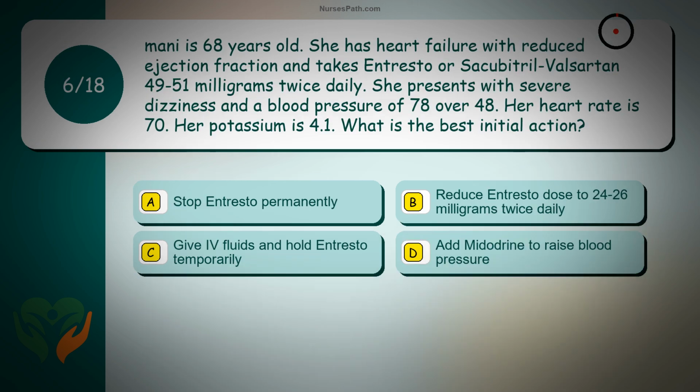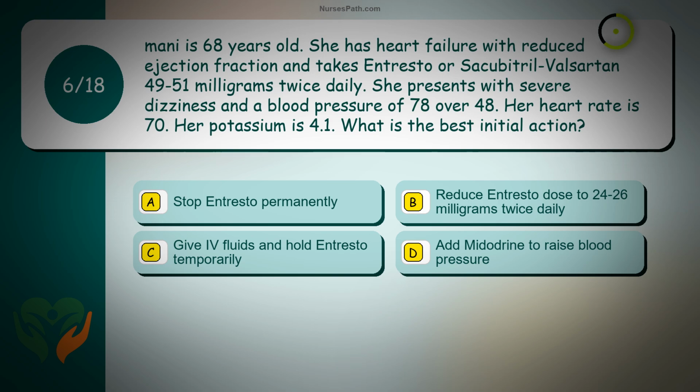Question 6. Moni is 68 years old. She has heart failure with reduced ejection fraction and takes Entresto, or sacubitril valsartan, 49 to 51 mg twice daily. She presents with severe dizziness and a blood pressure of 78/48. Her heart rate is 70. Her potassium is 4.1. What is the best initial action?